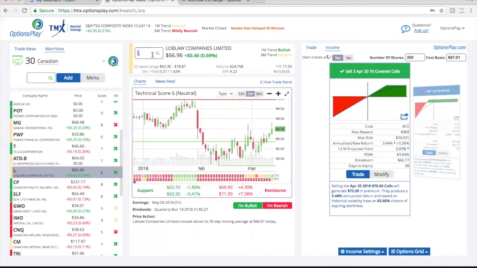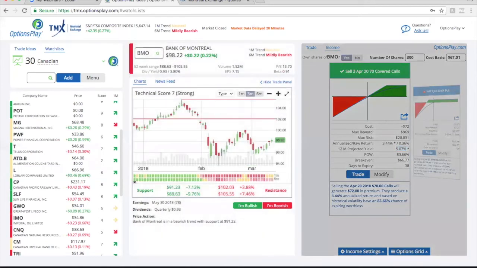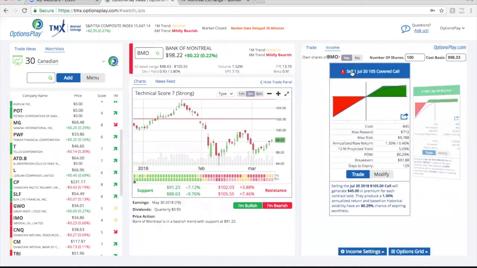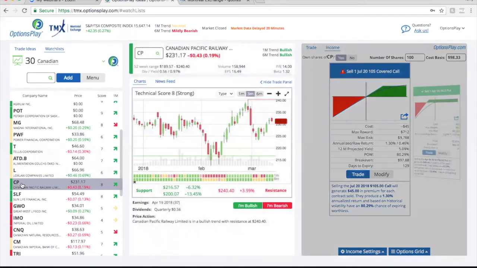Let's take a look at another popular stock, BMO. Trading at 98.22. Again, this is telling me, hey, there is no covered call opportunity. We had to go all the way out to July before we were able to find anything with some premium. This again saves me a lot of time. I don't have to pull up that chain, go through all of that, and then decide there's no opportunities here.